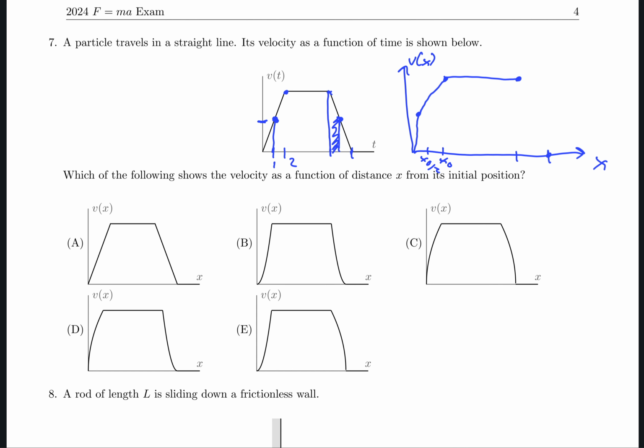So the distance traveled here is more than halfway. It's actually 3/4 of the way, because this portion is 3/4 of the overall triangle. Once again, it should be sort of bowed outward. And the halfway in terms of velocity occurs 3/4 of the way in terms of distance. Both sides are bowed out, so it's C.